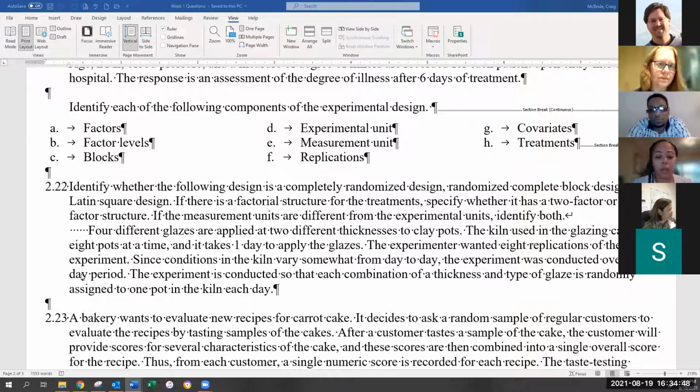And each experiment is conducted over a day. So day 1, I'm going to try glaze A, and I'm going to put it on thin. Day 2, I'm going to try glaze A, and I'm going to put it on thick. Day 3, I'm going to try glaze B, and I'm going to put it on thin. Day 4, I'm going to try glaze B, and I'm going to put it on thick, right? So that's the randomized block design, blocked by day, with the 2 factors being type of glaze and thickness of glaze.